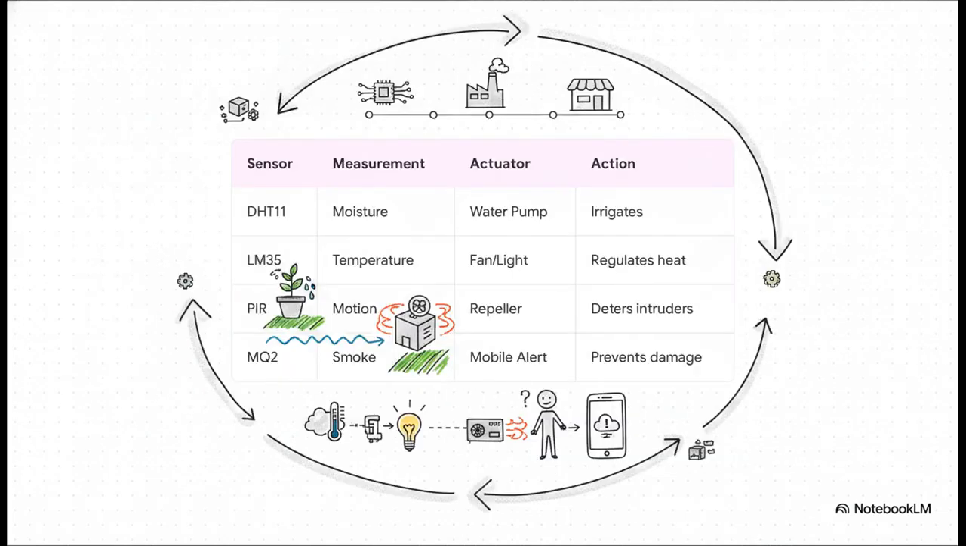Let's break down exactly what this smart system is doing, because it works completely autonomously. The DH11 sensor measures soil moisture, right? If it's too dry, boom, it triggers a physical water pump to irrigate the field.